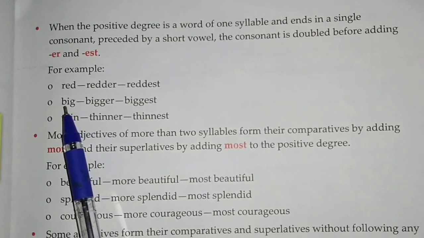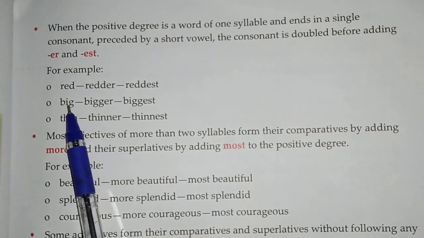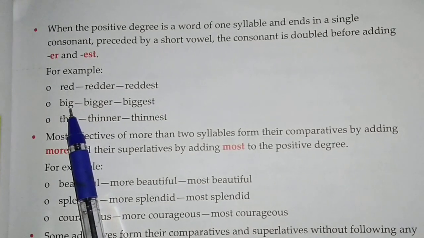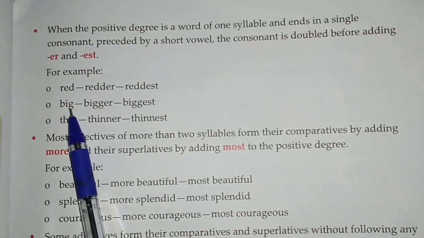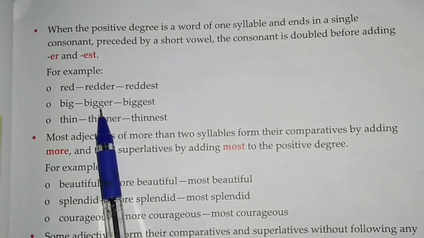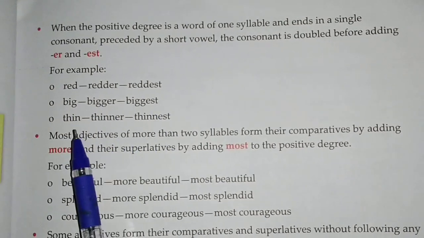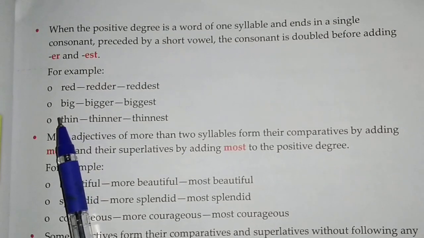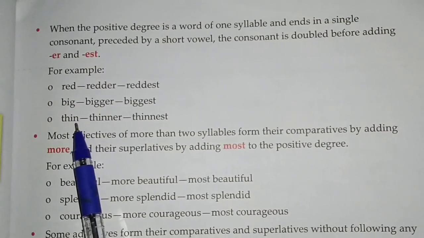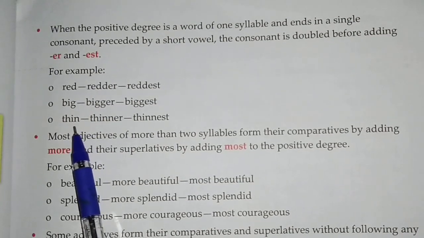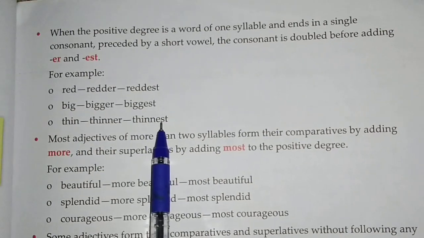Similarly, big, BIG, big. The format is a consonant, a single vowel, and then again consonant. So in this case also, the last consonant doubles up, double G, and then we add ER and EST. Big, bigger, biggest. Next one is thin. In the starting, a consonant is there, then a single vowel, and then again a consonant. So we double up this and the word becomes thinner, thinnest.